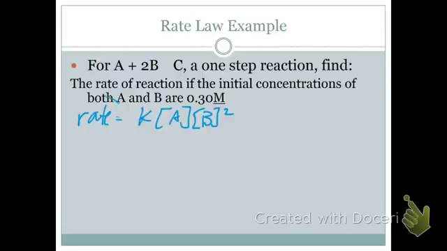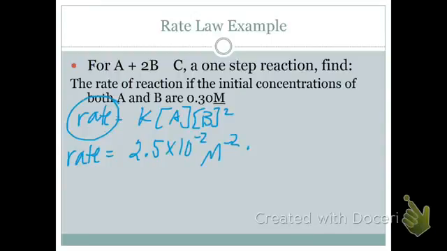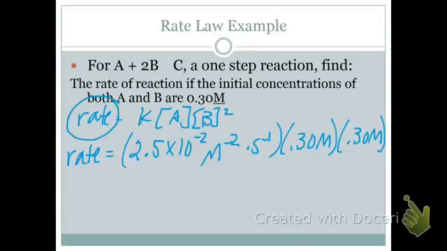This time we're going to be solving for the new rate because we're at different concentrations. So we're going to use the K value that we just calculated, and then we're going to put in 0.3 molar, and 0.3 molar squared, and then calculate that. This K we got from the previous problem, because once we know the value for K, it's the same no matter what our concentrations are.